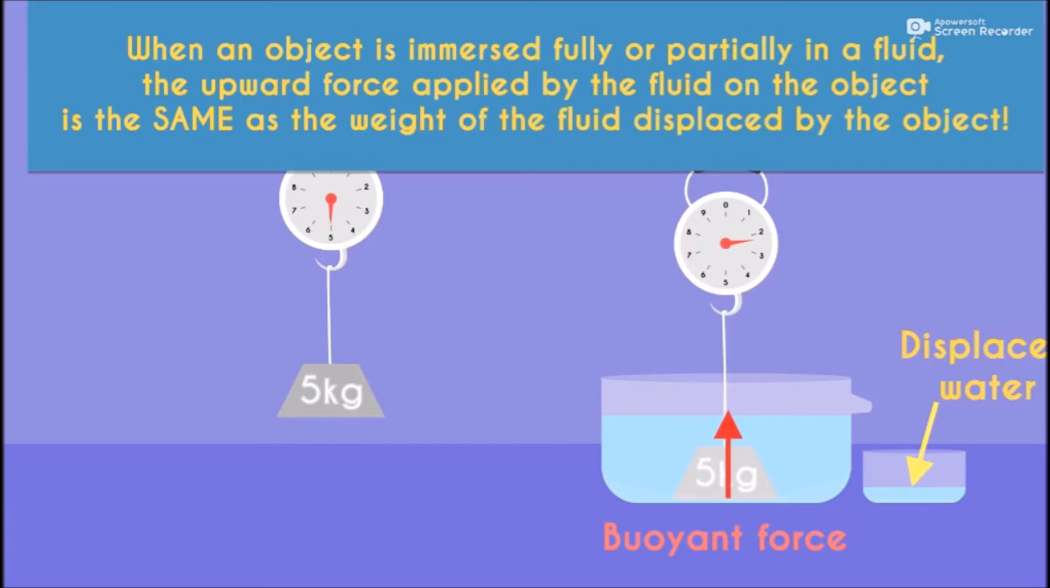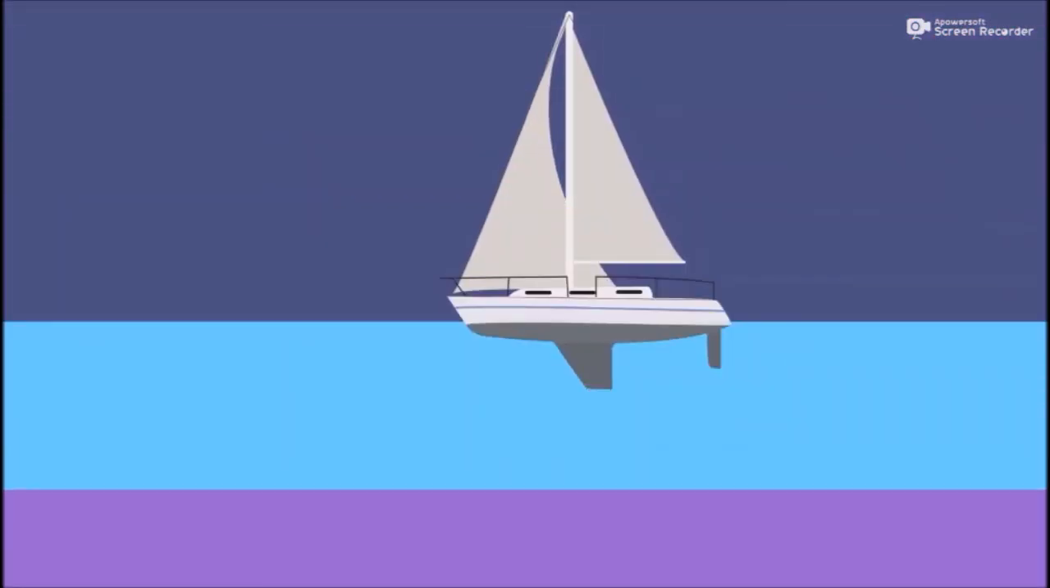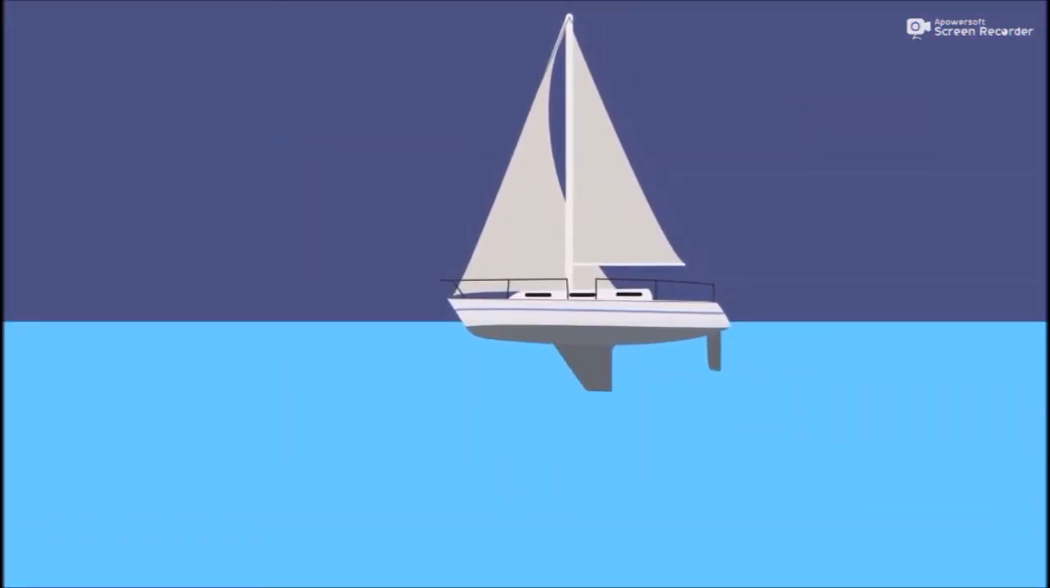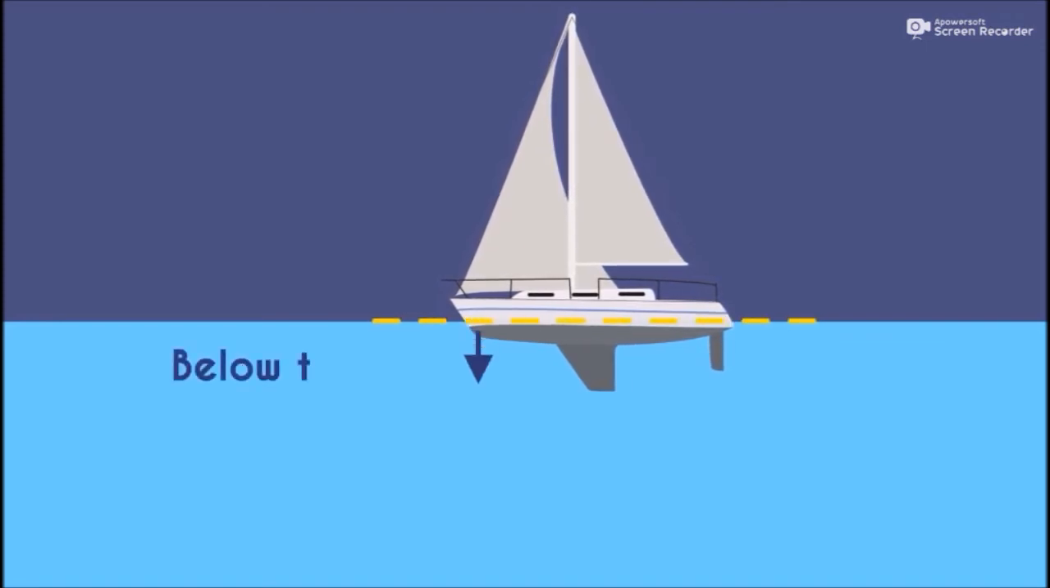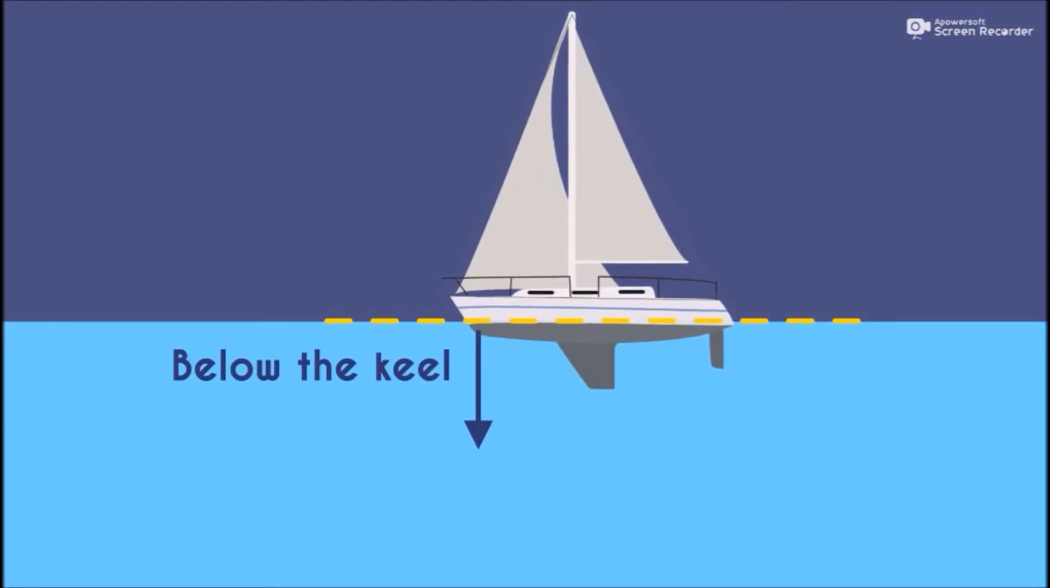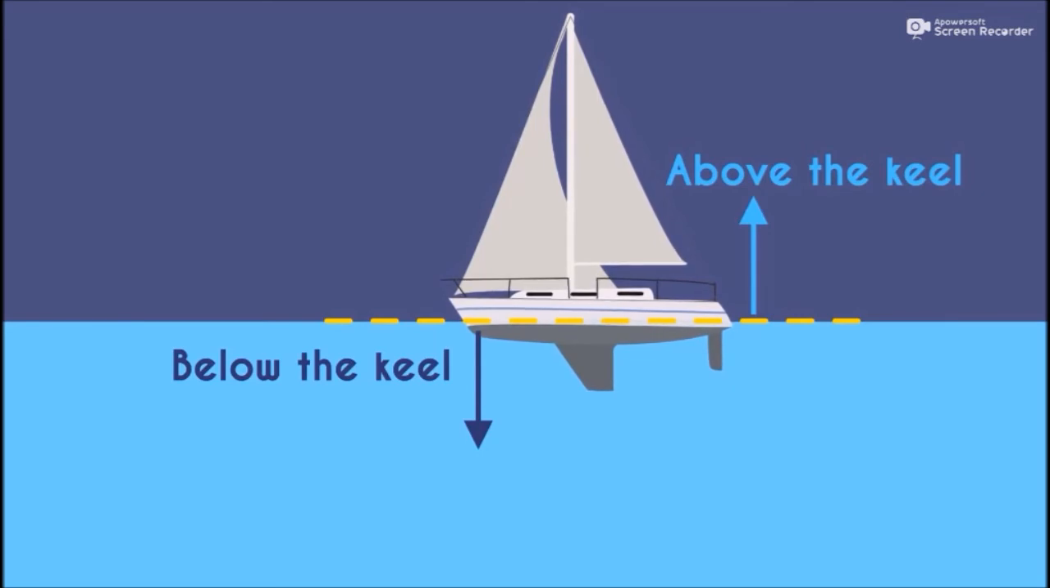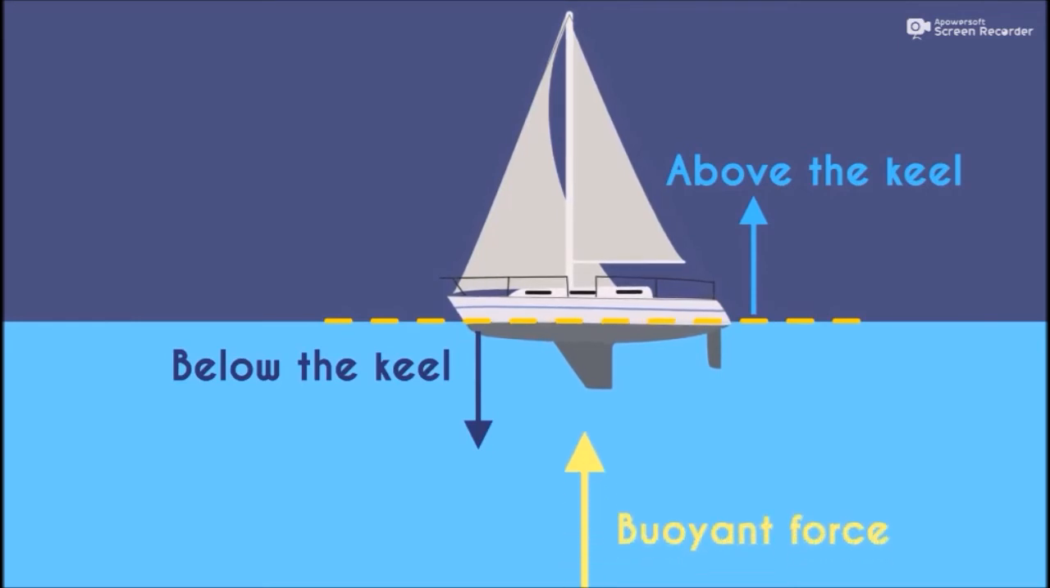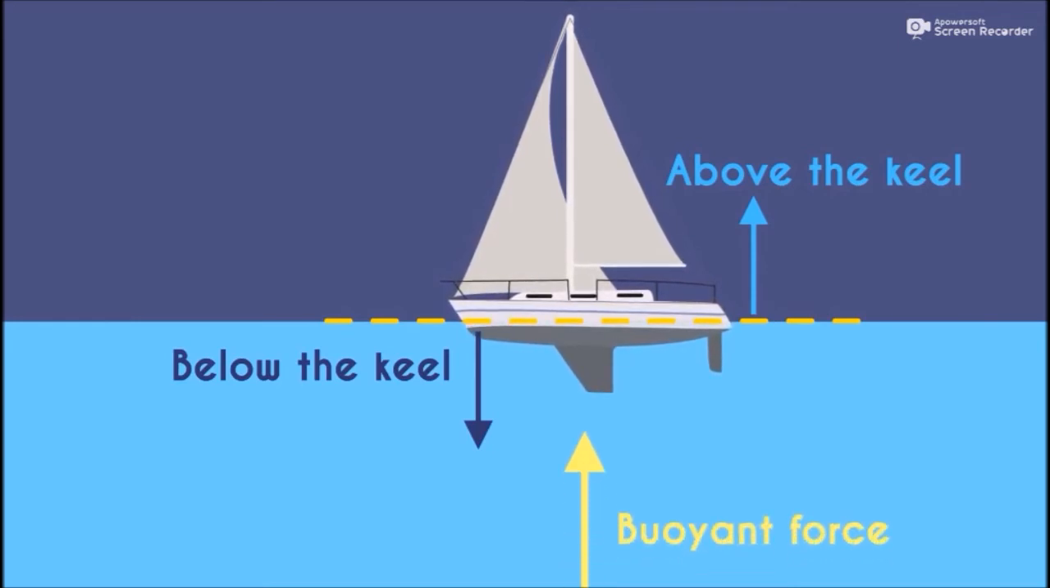Where can this principle be applied? Can you think of any examples? How do you think the large steel ships float? It's simple. If the weight of the water displaced by the vessel below the keel is equivalent to the vessel's weight, then everything above the keel will remain afloat. That's because the water also applies an upward buoyant force on the ship which is the same as the weight of the water displaced by it.